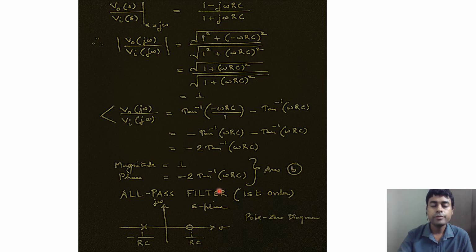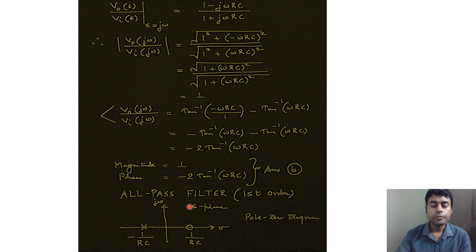Now if we refer back to the expression, V naught S by VIS was equal to 1 minus SRC by 1 plus SRC. And so this is an example of a first order all pass filter. It also comes from the fact that there is only one capacitor present in this circuit. So it cannot be a second order filter.